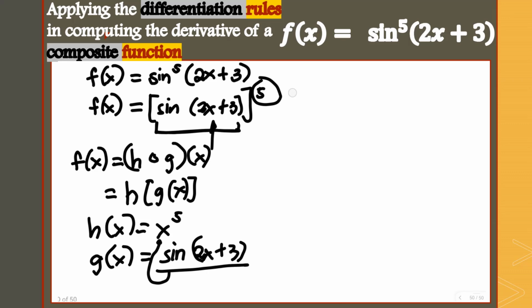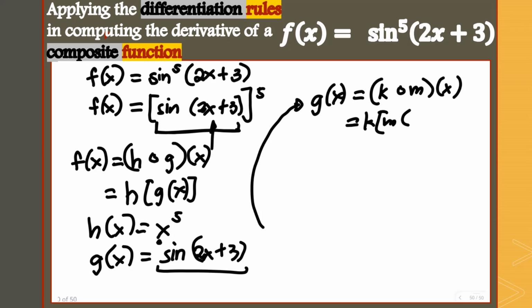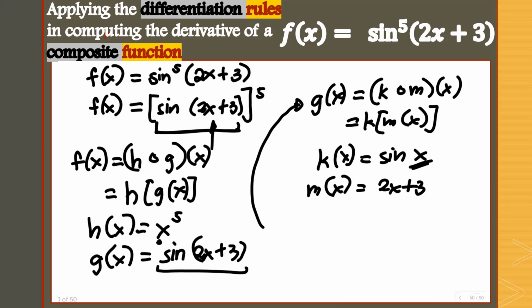However, when you look at our g of x, it is also another composite function, because g of x can be written as a composition of, let's say, k of m of x, where our k of x is the sine x, but this angle this time is your m of x being 2x plus 3. As you substitute that here, you will get g of x, and as you substitute that here, you will get this intended original function.